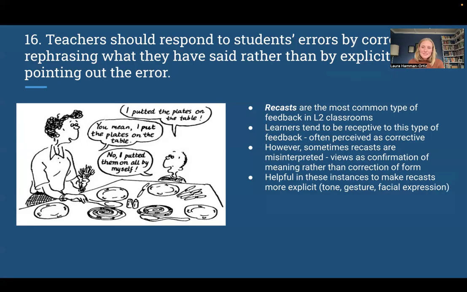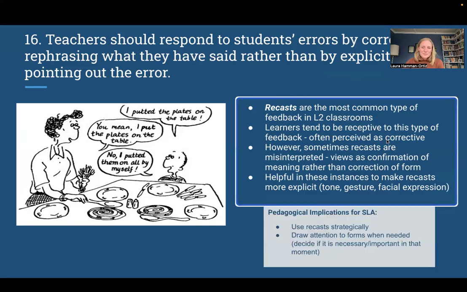However, sometimes recasts might not be understood as that. They might be misinterpreted and viewed just as a confirmation of what they said rather than correcting the form that they used incorrectly. So it is important that if you are recasting, you make it explicit what you are recasting. So perhaps if this mother had said, "You mean I put the plates on the table," maybe it would have come through, although it doesn't always, right? But your tone, gestures, and facial expression can help.